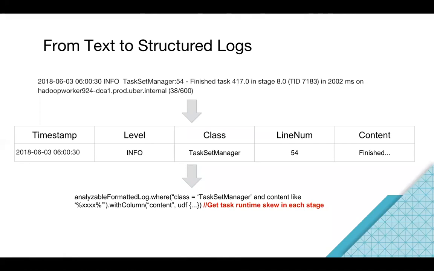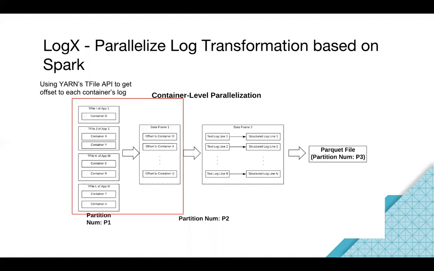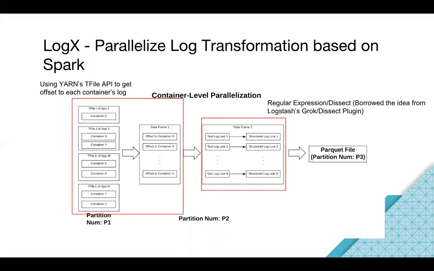So to achieve this transformation from text to structured logs, we have a parallel log transformation process based on Spark. The first background knowledge is that the Yarn log aggregation service saves the aggregated log in a format called T-file. So we use Yarn's T-file API to get the offset to each container's log. Container means the executors. Then we build a data frame where each row is the offset to those logs. And with this Spark data frame, we can read the logs in parallel and transform them.